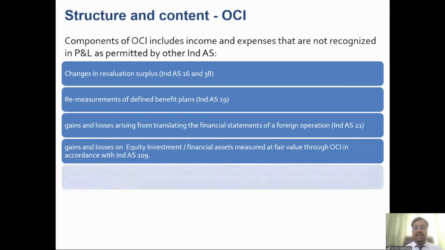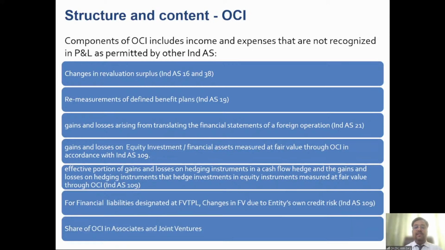These are the components of OCI. It is given in your study material as well as in my notes. So you have to just remember and learn what these items are: revaluation surplus, actuarial gains and losses, with the respective standards, right? So this is your Ind AS 28. When you read the respective standard, you will be able to understand the treatment also.